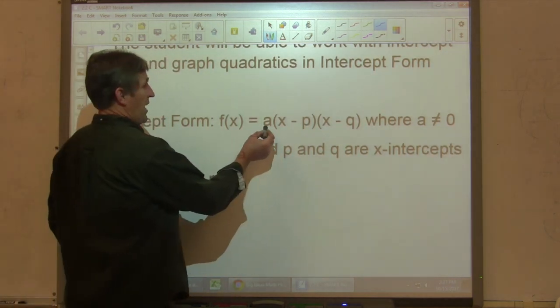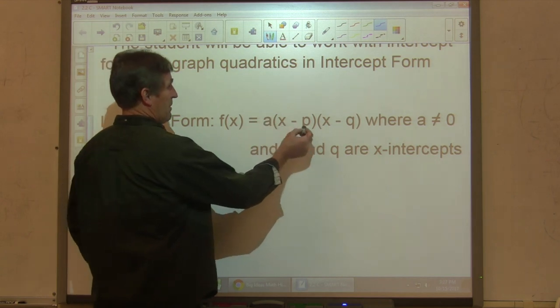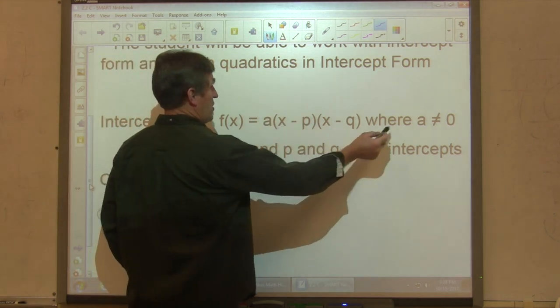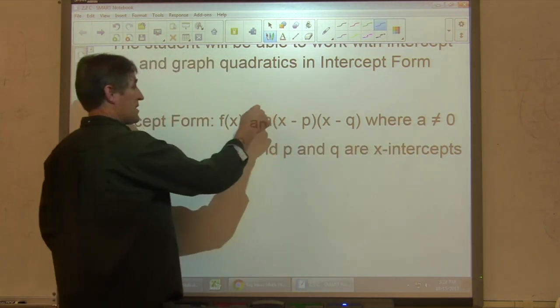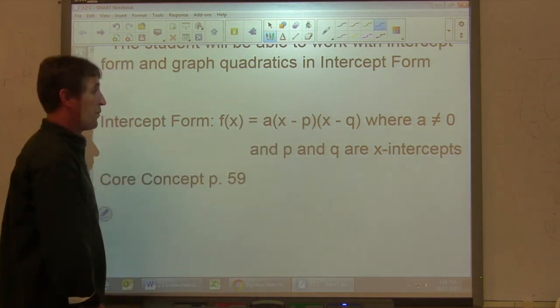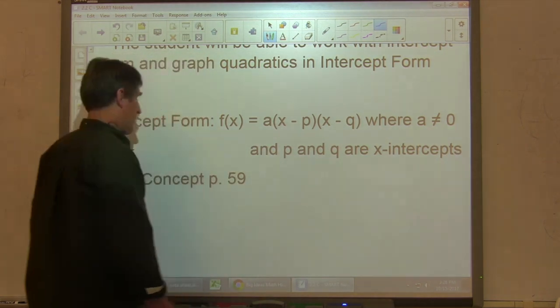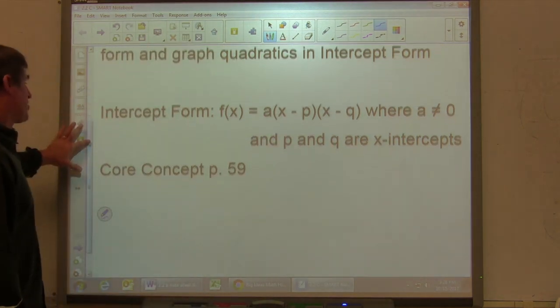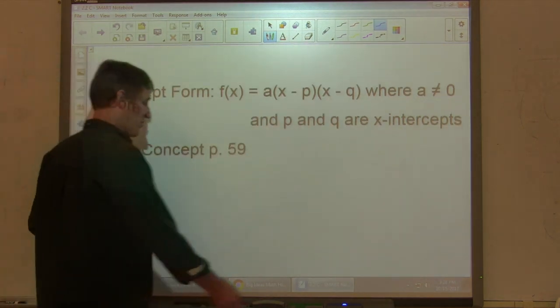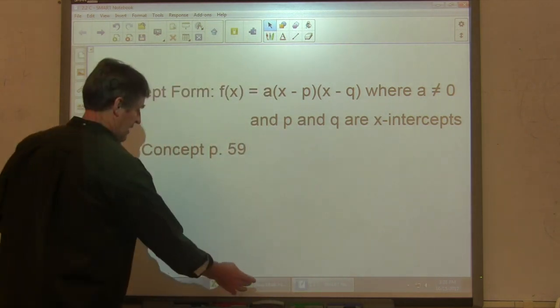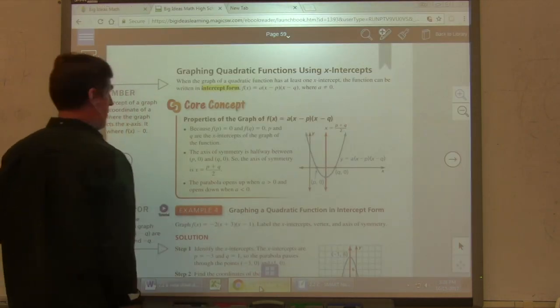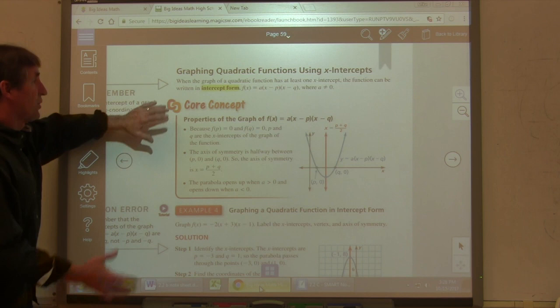Intercept form is written in this form where a, the number in front, times x minus p times x minus q, where a is not equal to 0, because if that was 0 it would make the whole thing 0 and we wouldn't have a quadratic. And p and q are the x-intercepts. Now, on page 59 in the textbook, they go through the core concept, and they have well written out instructions on this. So let's take a look at it.